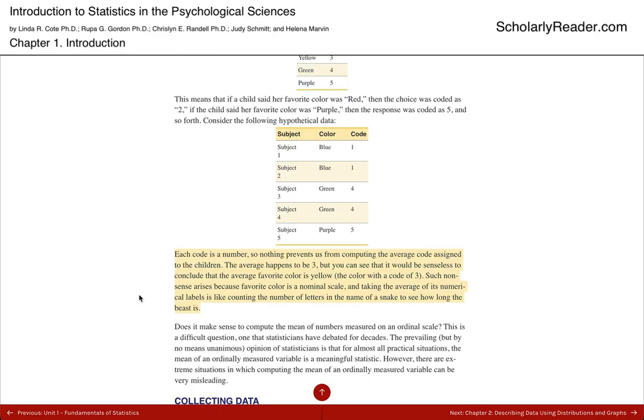Each code is a number, so nothing prevents us from computing the average code assigned to the children. The average happens to be 3, but you can see that it would be senseless to conclude that the average favorite color is yellow, the color with a code of 3. Such nonsense arises because favorite color is a nominal scale, and taking the average of its numerical labels is like counting the number of letters in the name of a snake to see how long the beast is.